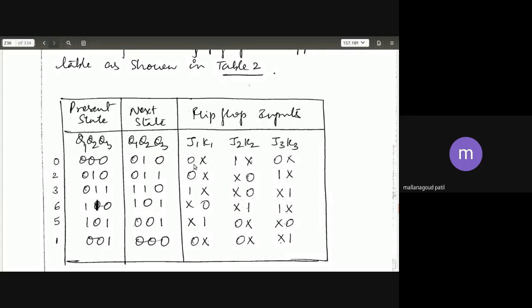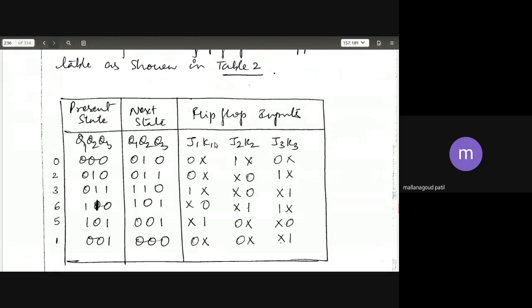0, 0 retain case. 0, 1 reset case. 1, 0 set case. 1, 1 toggle case. Are you seeing the cursor? J1 is 0, K1 is 0 means which condition? Retain case. See, present state Q1 is 0, next state Q1 is 0. That is retain case. Is it okay?